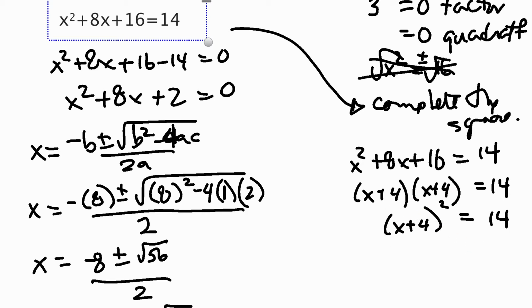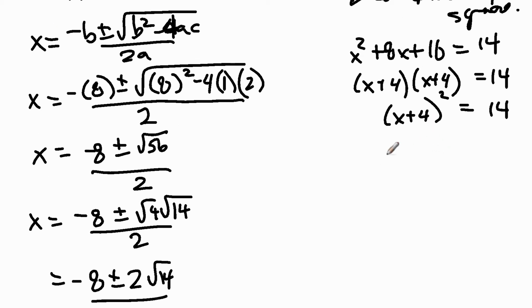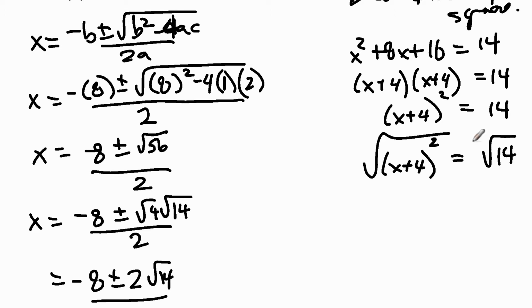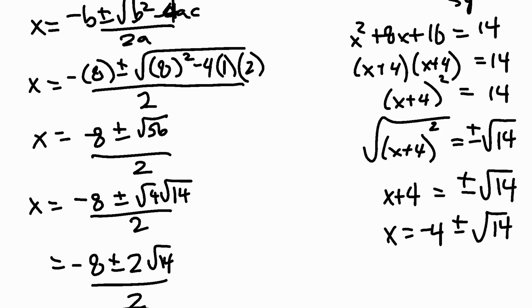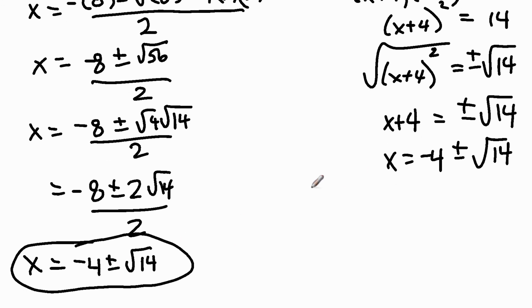And then I can use the square root principle on that. So square root both sides. So x plus 4 squared, square root equals square root of 14, making sure I put that plus or minus there. The square root and the square cancel each other, so the x plus 4 is equal to plus or minus root 14. And then I take the 4 to the other side. It's positive here, so on the other side it'll be minus 4 plus or minus root 14. And if you take a look, that's what I had on the other side too.